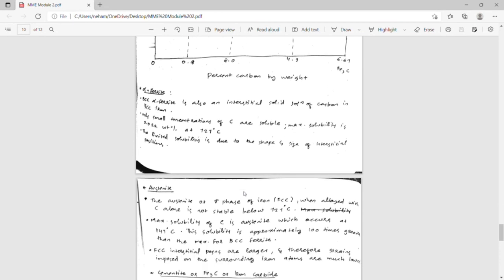First, alpha ferrite. BCC alpha ferrite is also an interstitial solid solution of carbon in BCC iron. Only small concentrations of carbon are soluble. Maximum solubility is 0.022% at 727 degrees Celsius. The reason for this limited solubility is the shape and size of the interstitial positions.